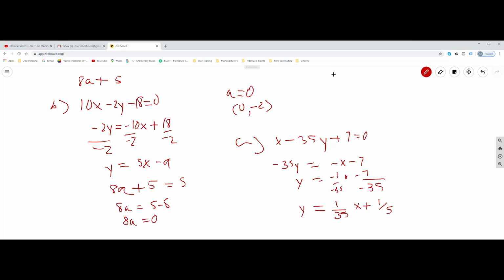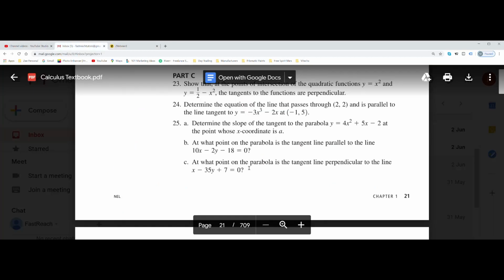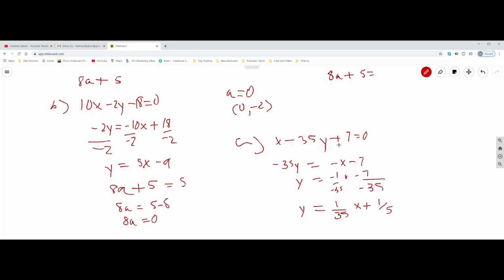So now the other equation is 8a plus 5 equals, and this one is asking for tangent and this is perpendicular. So we see that this is the slope and we need to get something that's perpendicular. So it'll be negative 35. So 8a equals negative 35 minus 5, which is 8a equals negative 40. A equals negative 5.